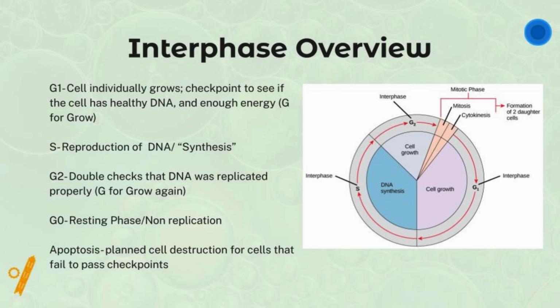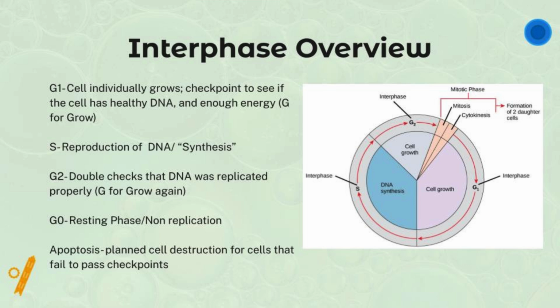Now, it's not shown on here, but some cells will be in what's called a G0 phase. This is a resting or non-replication phase. A lot of cells that you'll find here are either in between, or it could be things like neurons that don't really replicate, and they just stay for your entire life. So any non-replicating cells are going to stay in a G0.